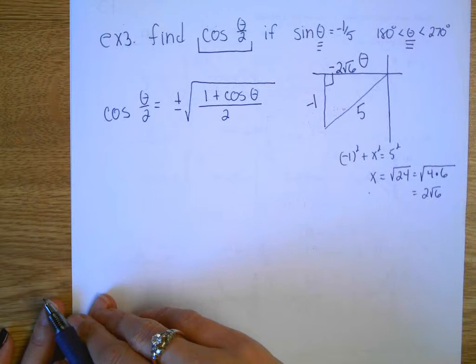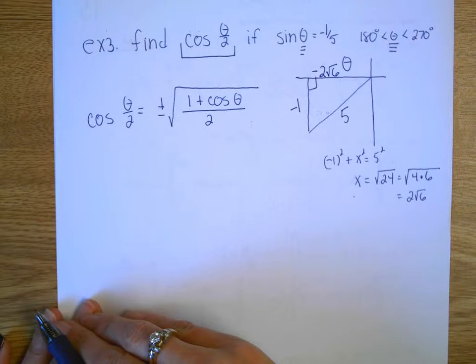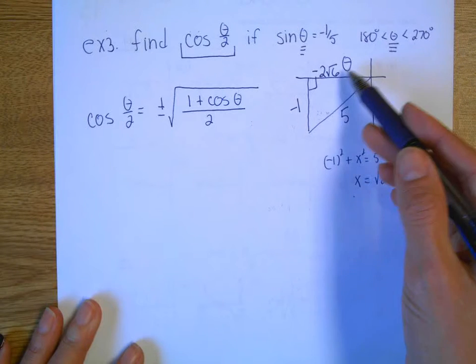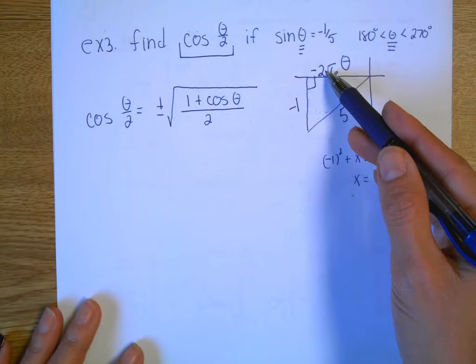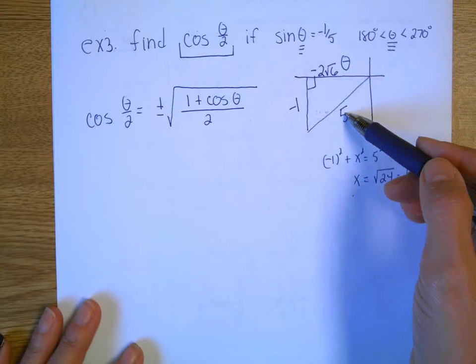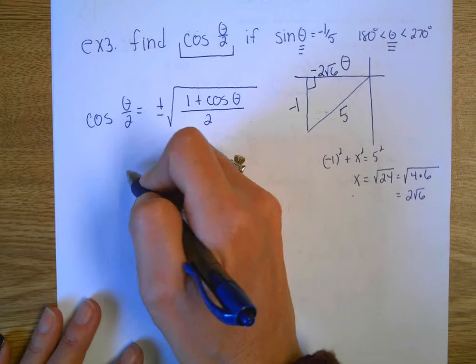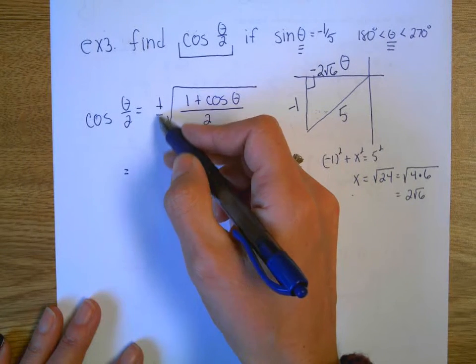Do I know what the cosine of theta is? Yep. Here's angle theta. Cosine's the adjacent over the hypotenuse. I can get it right from this triangle. And then it's a whole lot of algebra with the fractions after that. Let's see if we can figure out the plus or minus.